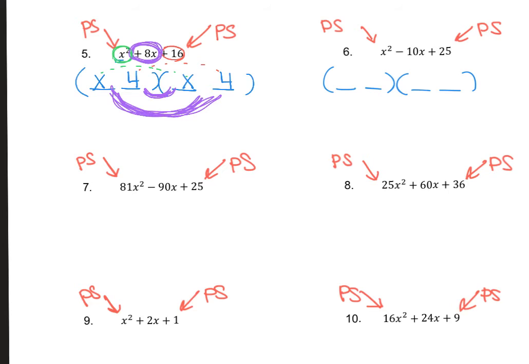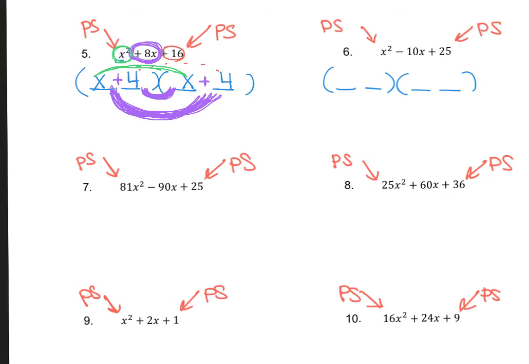So if I want them together to add to 8, what do my signs need to be? I have 4x here and 4x here when I multiply, right? 4 times x gets me 4x. X times 4 gets me 4x again. How do I get to 8x? They both need to be positive, right? So let's check our double distributing.